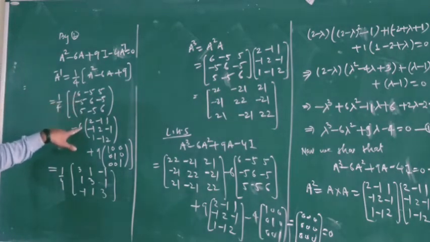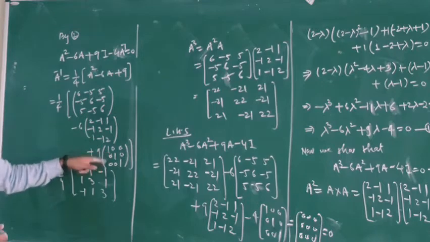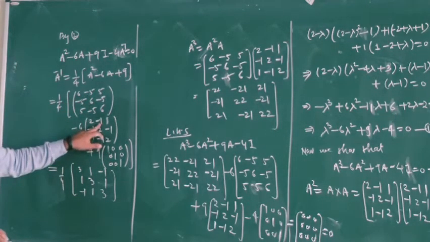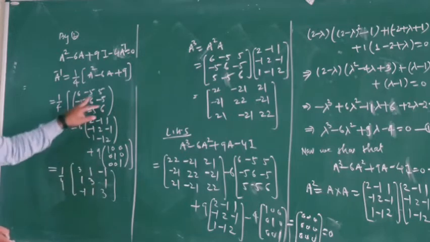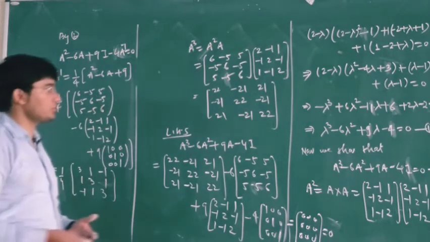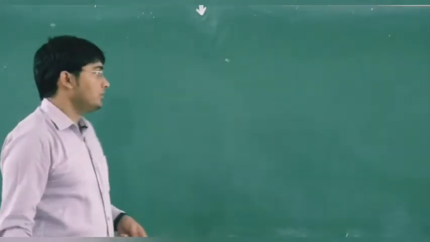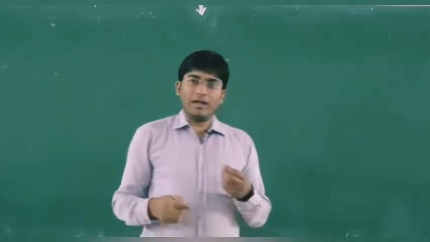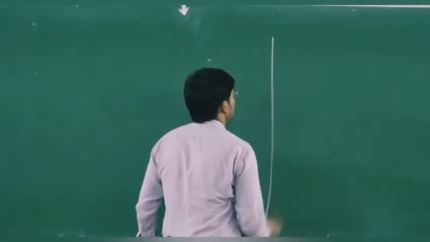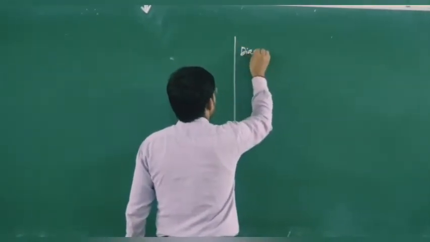And this is your 6 minus 12. So we have minus 6 plus 9. So this is your 3. Then we have minus 5 plus 6. So plus 1. And then we have 5 minus 6. So we have minus 1. So this is the inverse of the matrix. Now I will diagonalize a matrix A. So we have the topic diagonalization.